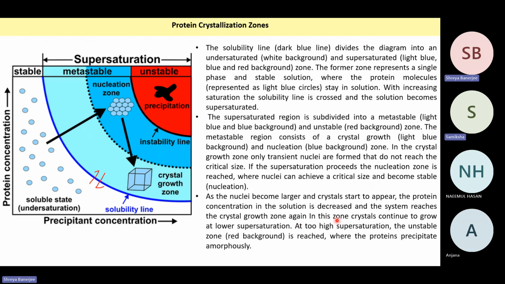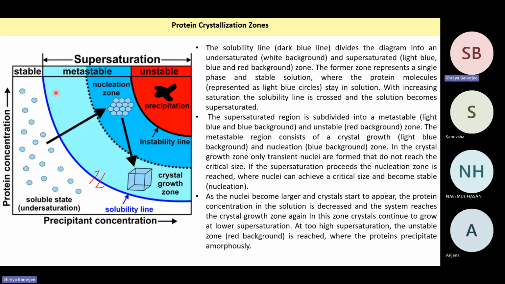Ma'am, I'm not getting this. See, slowly you are increasing the concentration of protein from left to right. So when you are reaching the nucleation zone, a nucleus is forming, which is basically a crystal that crosses the critical size. And when it crosses the critical size, the crystal can continue to grow.